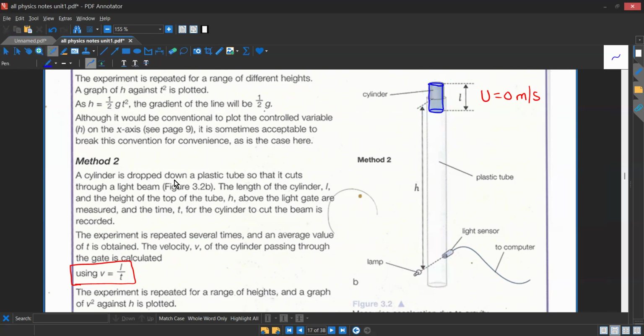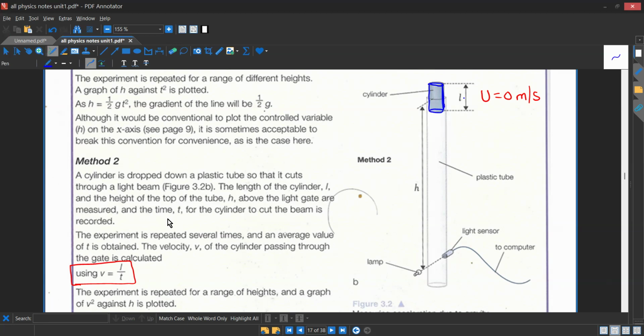A cylinder is dropped down the plastic tube so that it cuts through the light beam. The length of the cylinder, L, and the height of the top of the tube, H, above the light gate are measured. So you are measuring the length of the cylinder. What is the length of the cylinder, and what is the height of this drop? At what height are you dropping this cylinder from? Now, what are we doing after that?